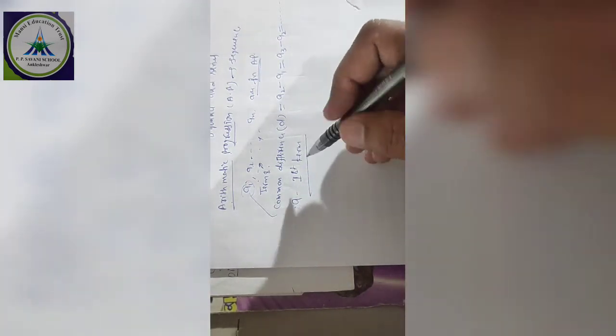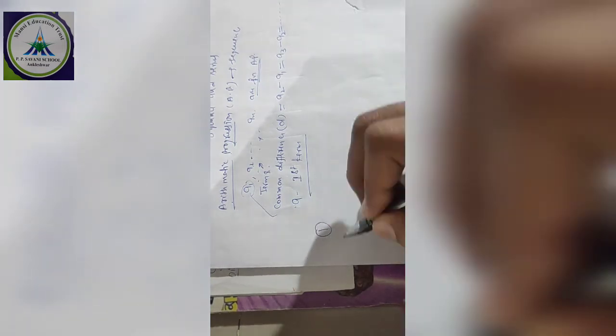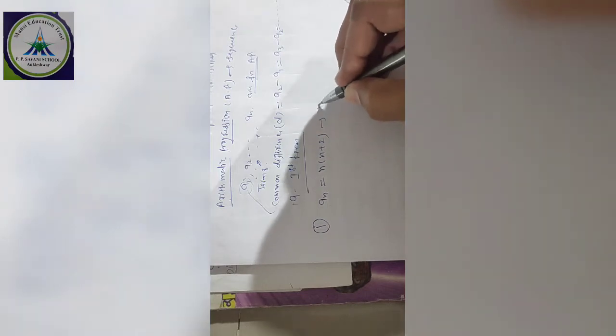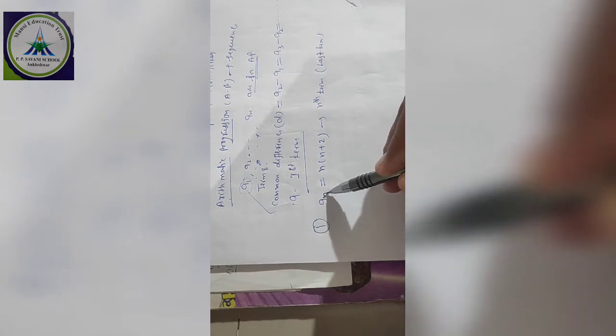And next we will take question number 1 of exercise 9.1. Okay, so now AN means the nth term or last term. The final term is denoted by small n, right?